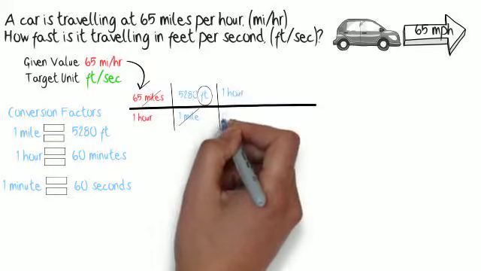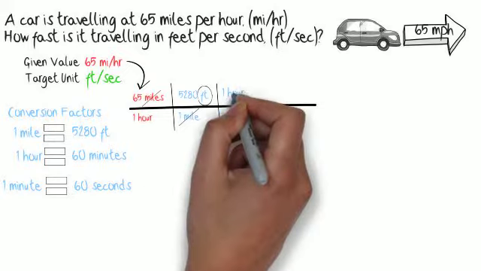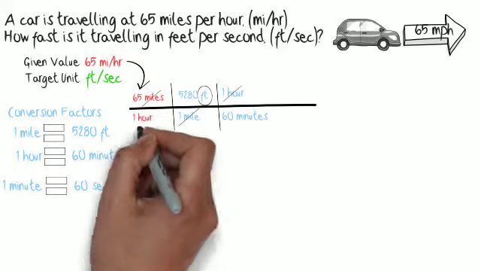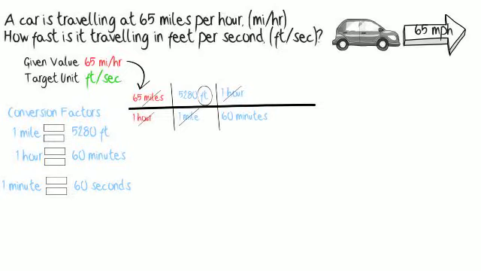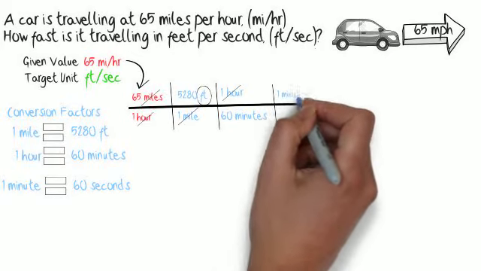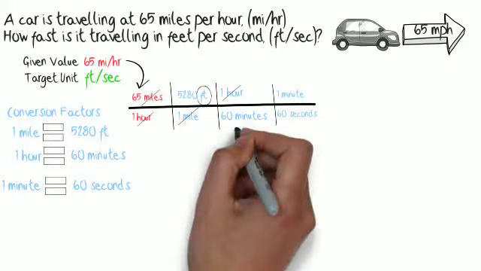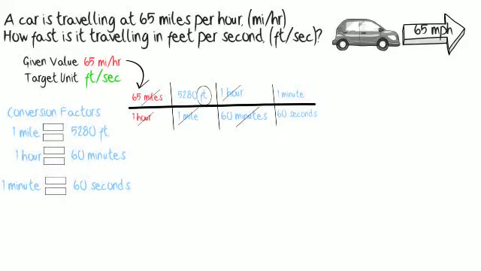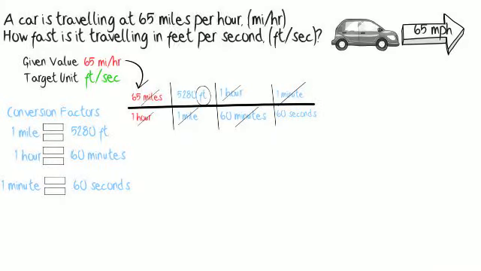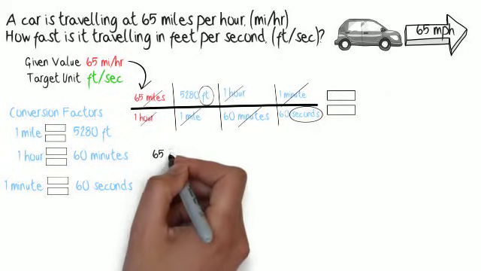And now we're going to take the hour and convert that to seconds. So 1 hour is 60 minutes. That will cancel out the hour unit. And 1 minute is 60 seconds. So we're going to cancel out the minute value, and that will give us feet over seconds.